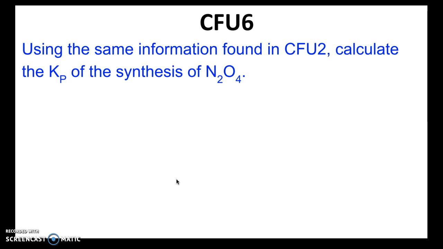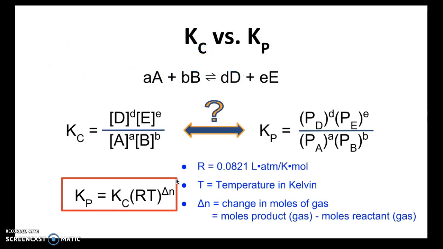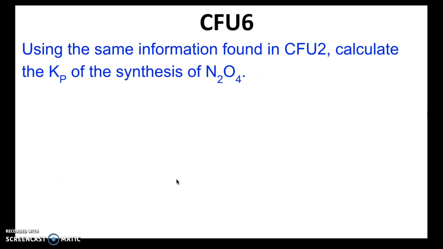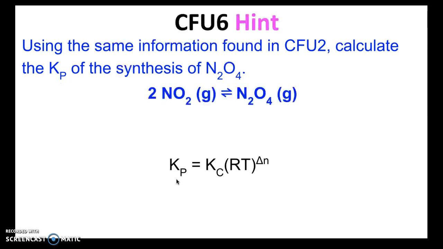All right, let's try the CFU. This is pretty much a straight chug and plug sort of thing. So you have this equation, this is the equation that you're going to use, and I'm asking you to use the information found in CFU2 to calculate the Kp for the synthesis of N2O4. So here's a quick hint about what exactly I mean.